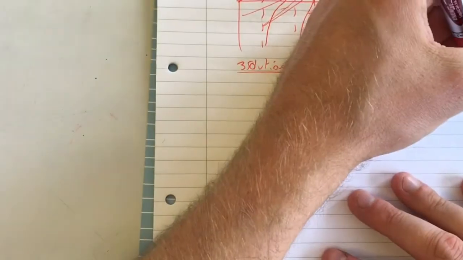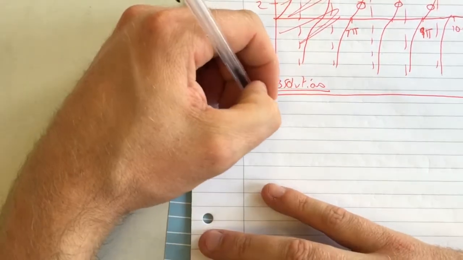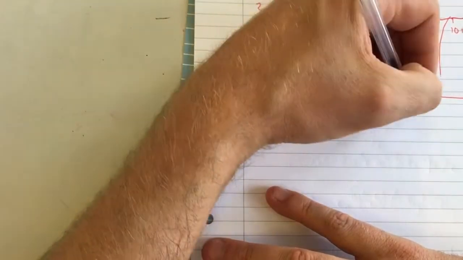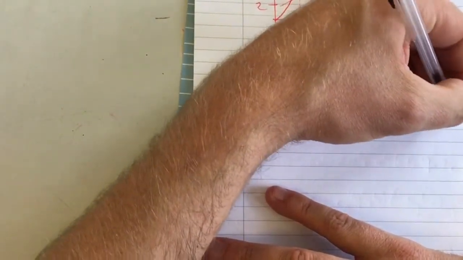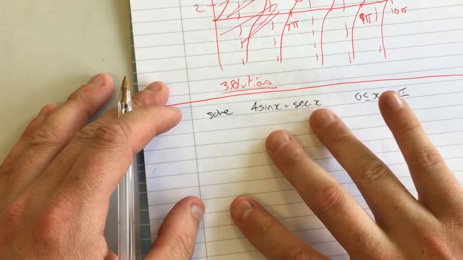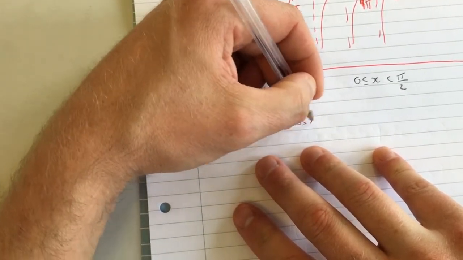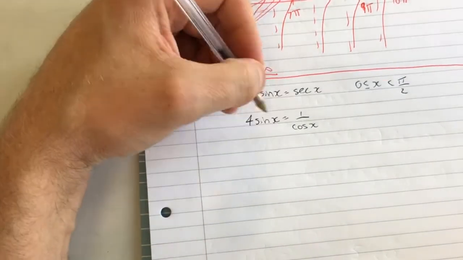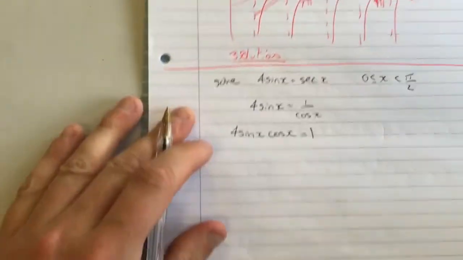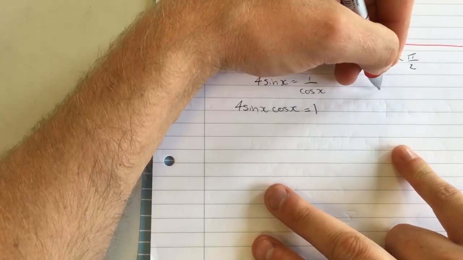Cool. Next bit. So now I've got some trig. Lovely. So we're trying to solve 4 sine x equals sec x for 0 to pi by 2. So first step is change this into cos. So 4 sine x equals 1 over cos x. Times up by cos x to get 4 sine x cos x equals 1. And the trick to this is now spotting that this is twice the double angle for sine.